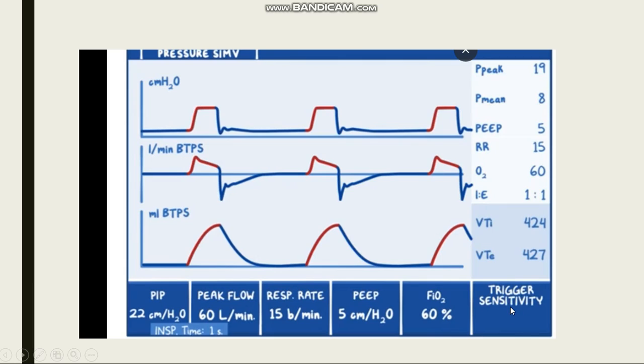Trigger sensitivity we can set when the patient is able to take a normal PIP. In that case, we can let the machine stop giving effort. This is in stimulated mode.